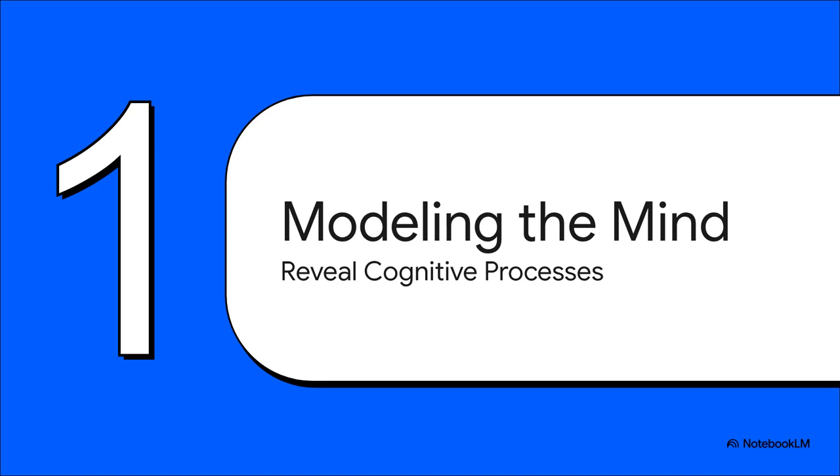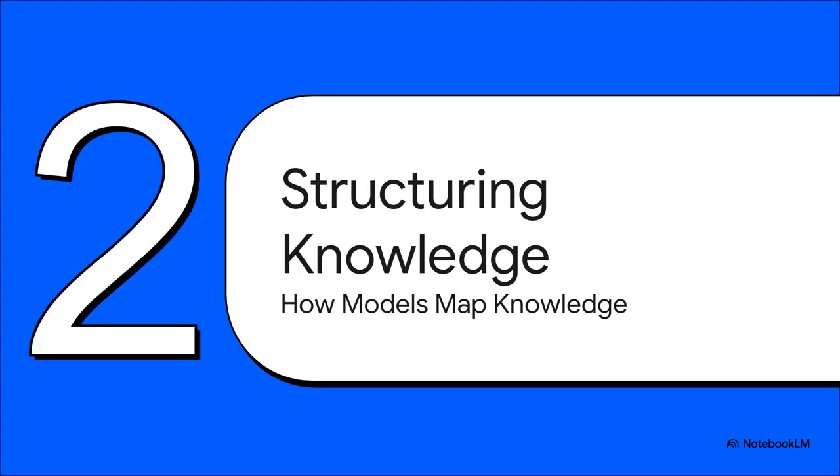Okay, so let's really dive into this. We're going to explore how we use these mathematical blueprints to take our theories about the mind and make them solid, concrete, and something we can actually test. First up, let's look at how these models can map what we know. We'll start with something that feels almost impossible to map, knowledge itself.